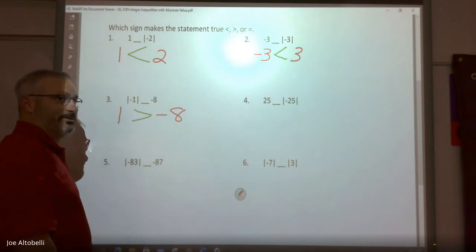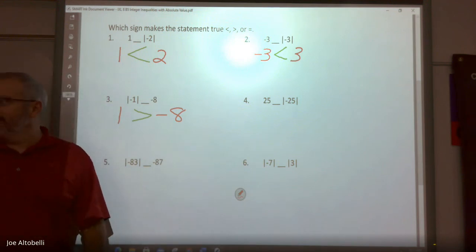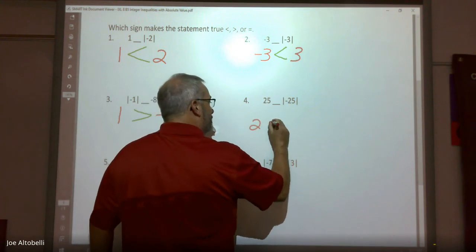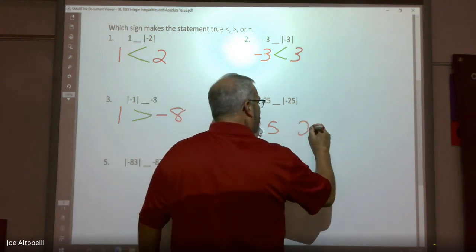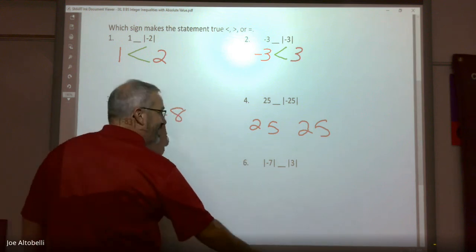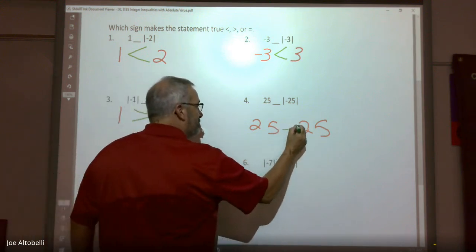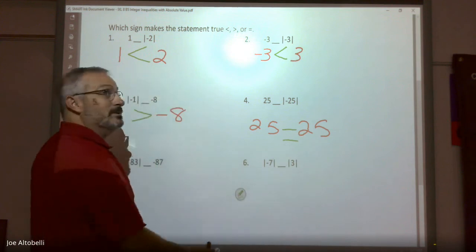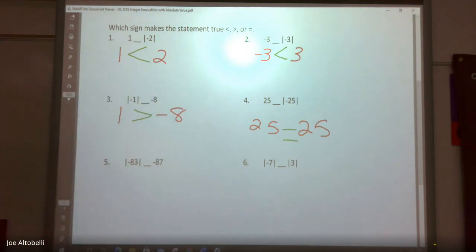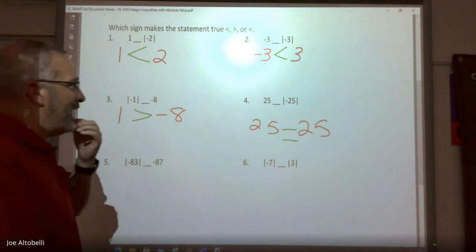Number 4, right? You did that one? Okay. So we get 25 and 25. Something happened here. It moved. And this one is equal. Wow. That really jumped on me. Equals. Okay. All right, number 5.